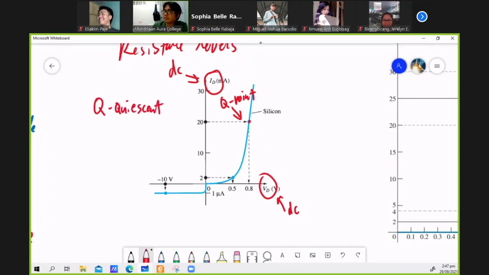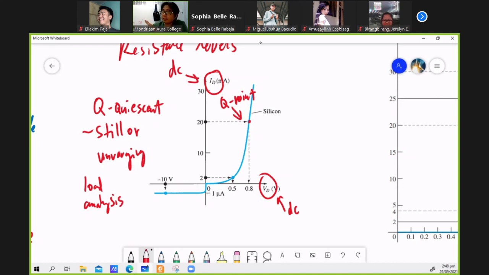Ibig sabihin yan, still or unvarying. Or pwede nating isipin na fixed. Fixed point siya doon sa ating characteristic curve. Paano natin nalalaman yung Q point? Meron tayong tinatawag na load line analysis. Load line analysis, kagaya ng sinabi ko sa inyo last meeting I think, no?